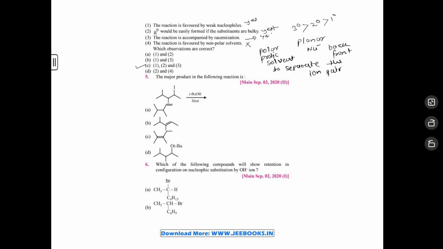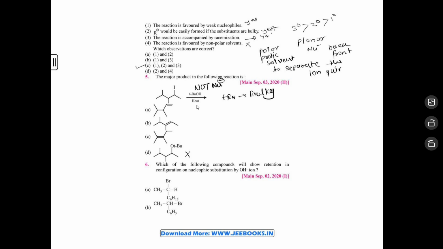Now let's move to the fifth question, the major product of the following reaction. So we have to understand what this reaction is. This is the alkyl iodide reacting with tertiary butanol under high temperature. So tertiary butanol is not nucleophilic because the tertiary butyl is bulky. Therefore, this reaction is not going to occur through nucleophilic substitution. So option D we can rule out.